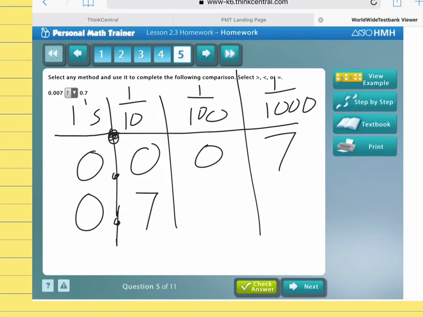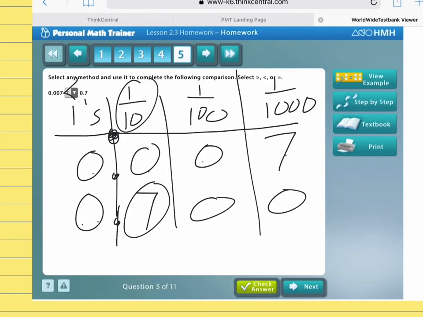Same strategy for this, just plot the numbers where they belong in their place values. You have 0.007 or 7 thousandths, and this one is 0.7. If you put the zeros in there, that turns into 700 thousandths. So obviously 7/10ths is greater than 7 out of 1,000. So that would say less than for this answer. 7 thousandths is less than 7/10ths. Line up and compare. That is the strategy.